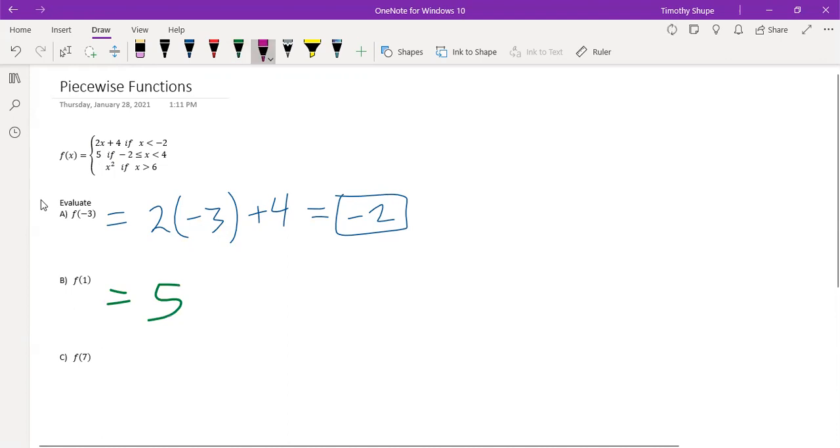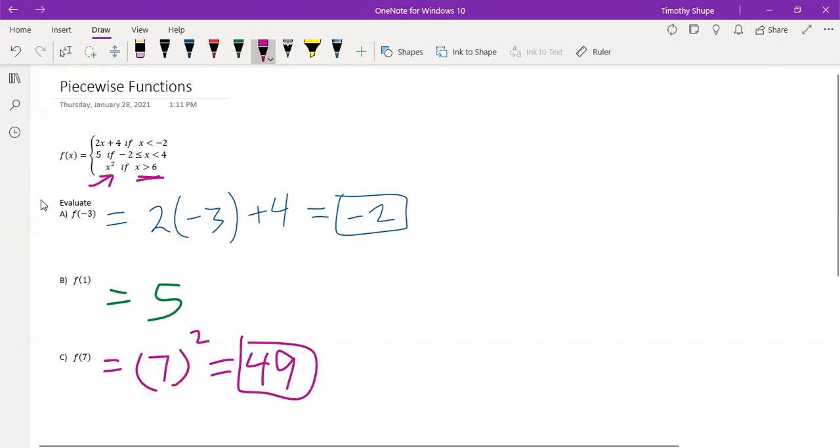And the third one here, f of 7. 7 fits inside this last inequality of x is greater than 6. So I'm going to plug it into my x squared. So if I plug that in, I get 7 raised to the second power, which is 49. So that would be my output for that third one.